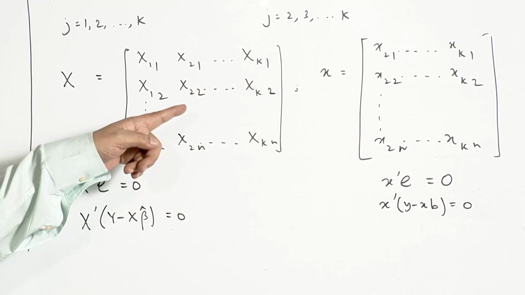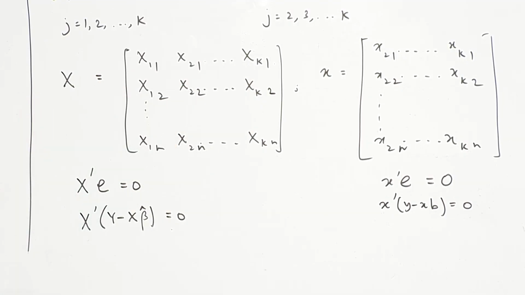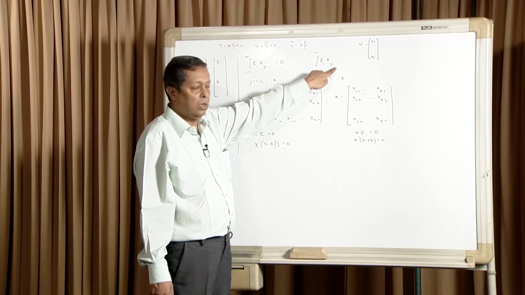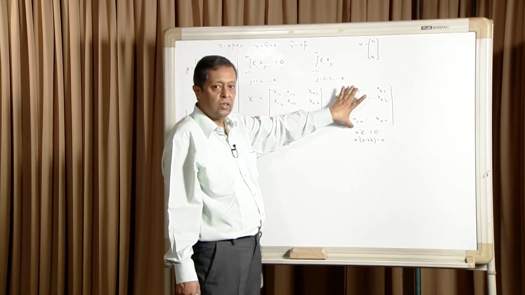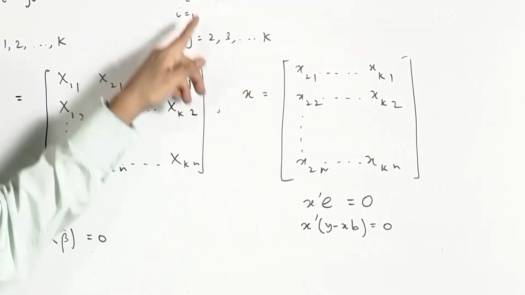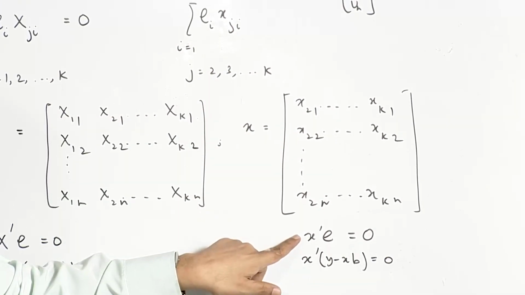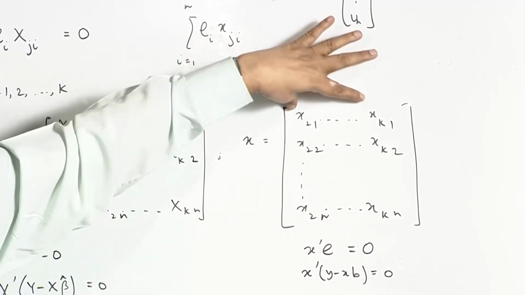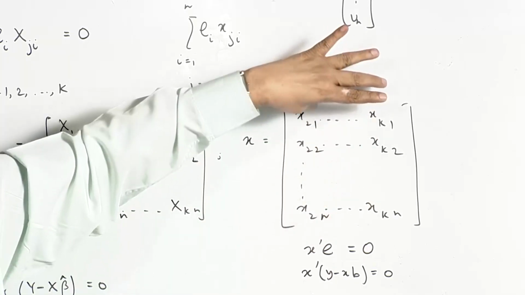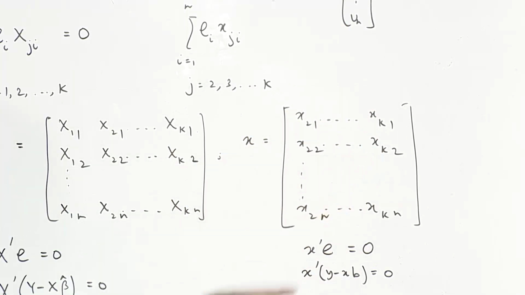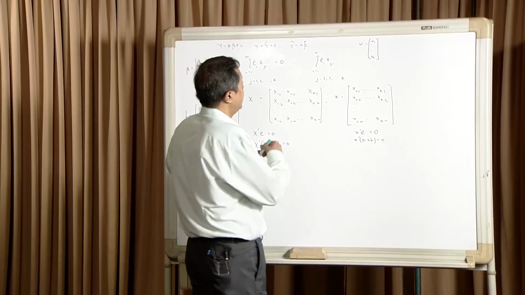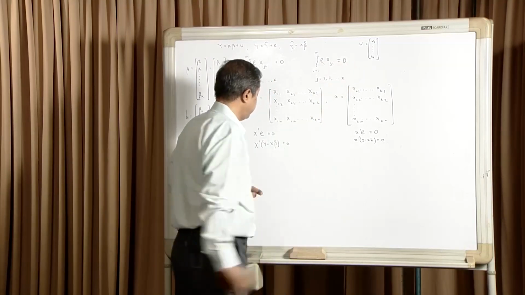Please note, not Xe but X prime e. Similarly, in deviation form we will have summation e_i x_2i equal to 0. So, what is x_2i? This column. So, you transpose and make it x_2 horizontally and then multiply with e_i. That will give you x prime e equal to 0, because that gives you x_2 the first row, this first column becomes the first row, the second column becomes the second row, and the kth column becomes the kth row. So, you have k times this expression, that is summation e_i x_ji is equal to 0.